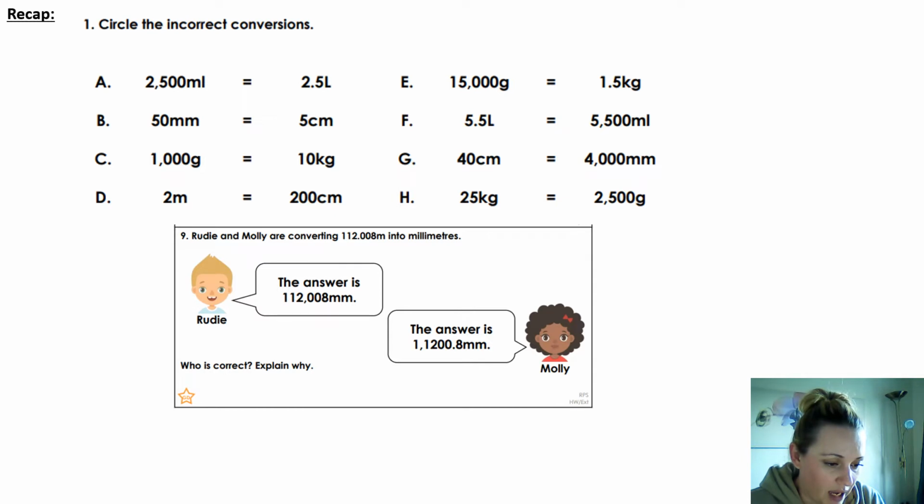Rudy and Molly are converting 112.008 metres into millimetres. Rudy says the answer is 112,008 millimetres, and Molly says the answer is, well, actually she put the comma in the wrong place, so that's actually 11,200.8 millimetres. Who is correct, and explain why. Okay, off you go.